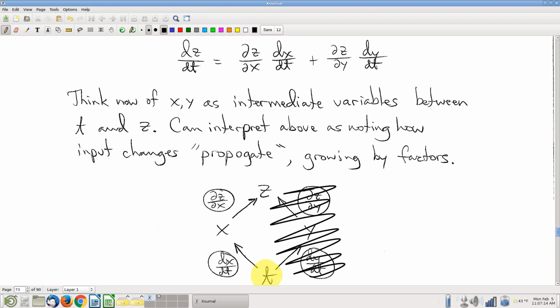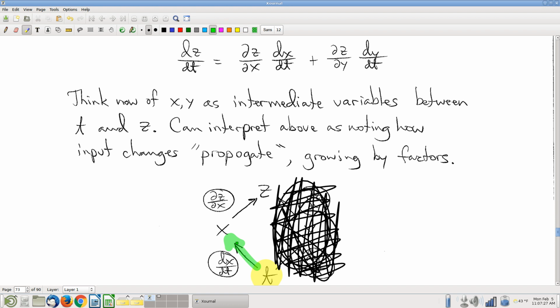Well, here's one thing that happens. Momentarily I'm going to ignore all of this; we'll come back to that in a moment. If you change t, x is a function of t. You change t a little bit, you're going to change x a little bit. You wiggle the input, that's going to wiggle the output. In fact, we know exactly what the factor is. The factor that you multiply by the change in t to get the change in x is dx/dt.